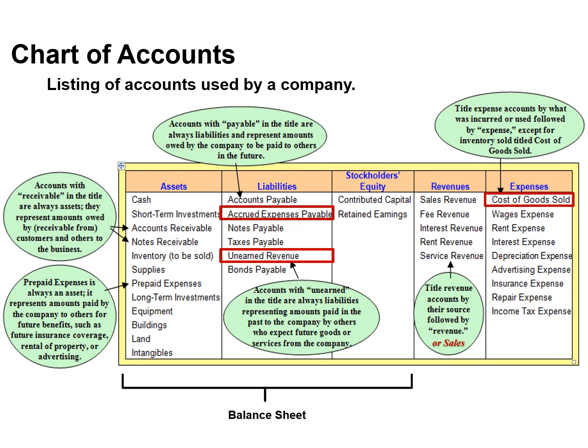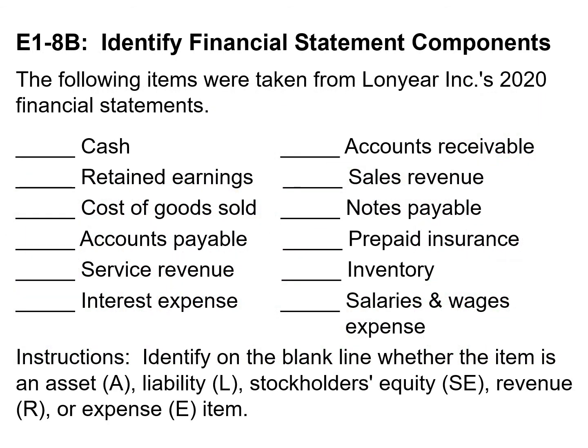Assets, liabilities, and stockholders' equity are reported on our balance sheet, whereas revenues and expenses are reported on the income statement. In this exercise, you will identify each item as an asset, a liability, stockholders' equity, revenue, or an expense item. The solutions to this exercise will be provided in the next video.